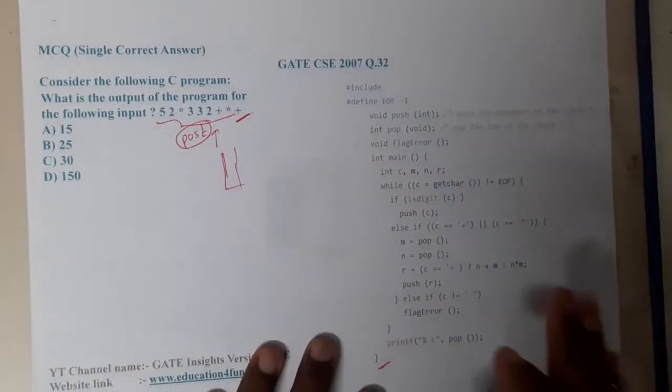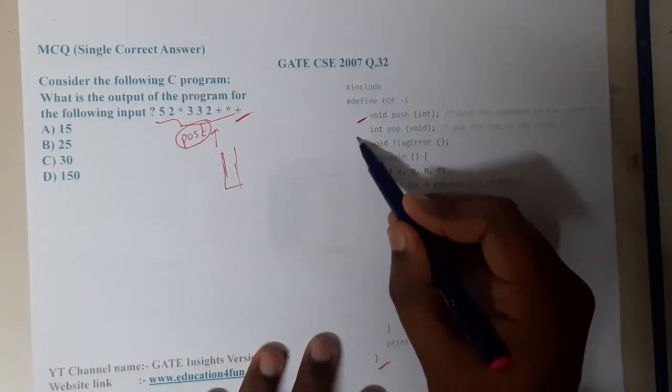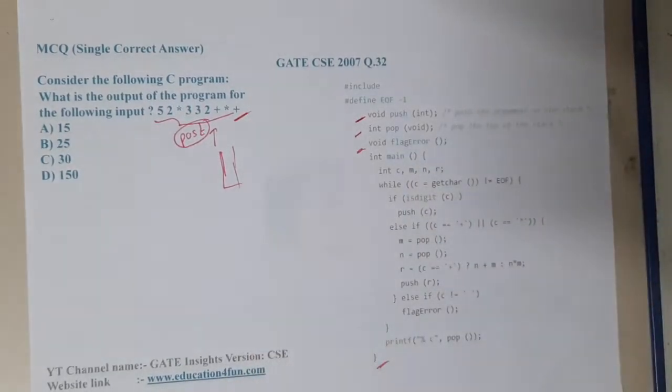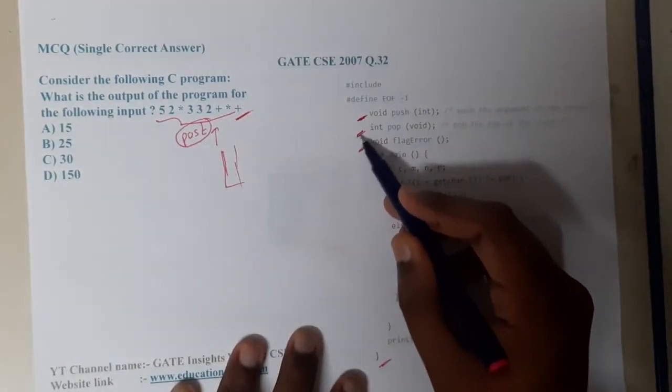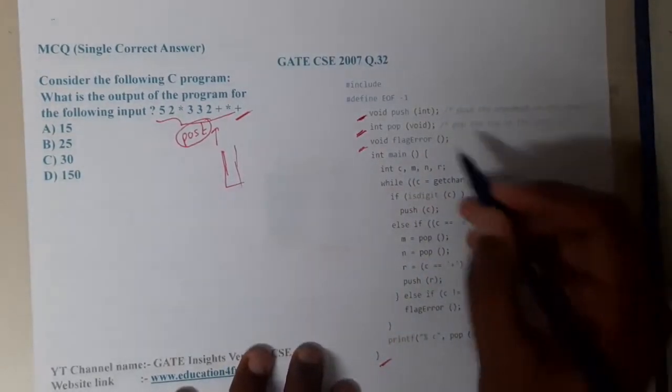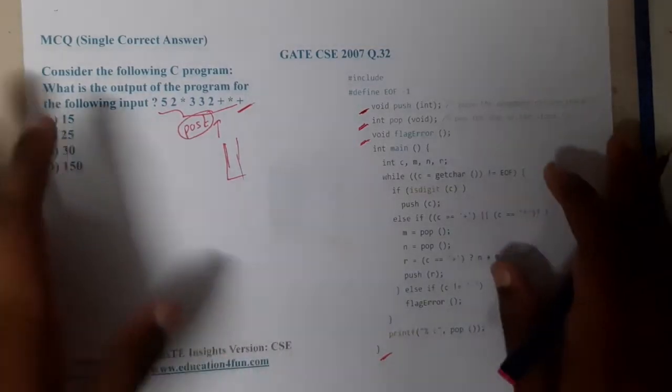So let us start. Here we have a total of three operations: push, pop and flagError. Push is the stack push operation, pop is the stack pop operation, and flagError is nothing but if there is any error it will print, that's it. So let us start.